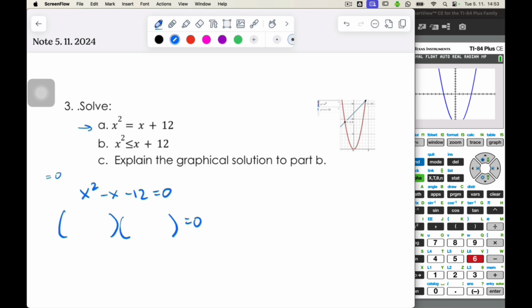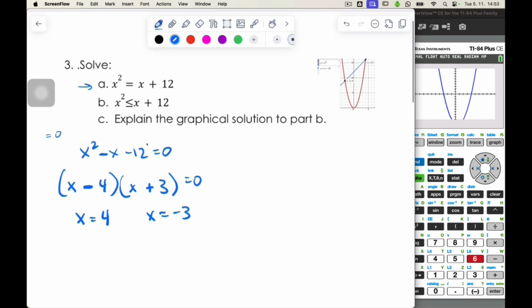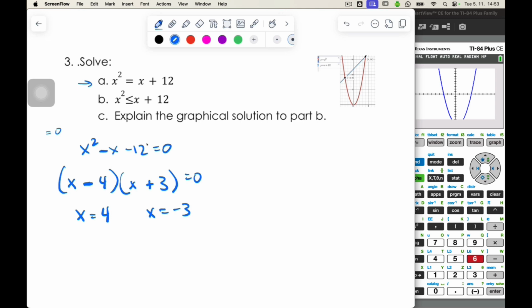It's quite straightforward. I ask myself, what two numbers multiply to get negative 12 and add to get negative 1? If you think about that, I know it's going to be 4 and 3, which make 12. And I want the negative to be on the 4 and the positive 3, which means x equals 4 and x equals negative 3, which is pretty straightforward, and I'm hoping that's easy for you to do. Now part B is almost the same question, but we have this inequality sign here.